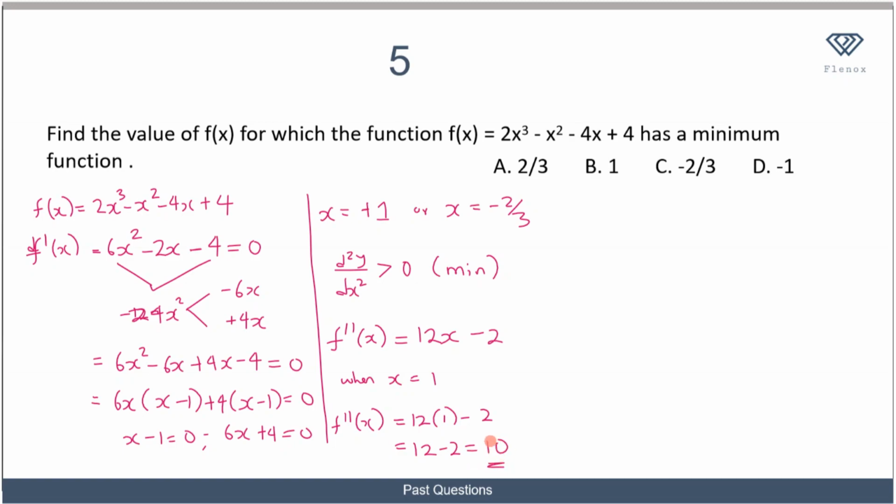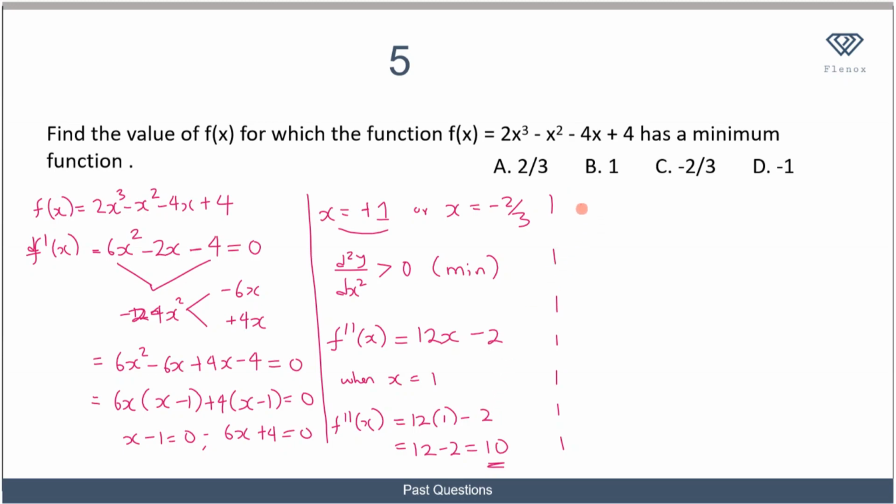So I can see this value here is positive and is greater than 0. So that means that what? When x equals 1, we have the minimum value, or we have the minimum function over here. Now you can try to put your value of x as minus 2 over 3 into this expression for d squared y over dx squared. And if you do that correctly, you are going to get minus 10. And that means when x equals minus 2 over 3, you have the maximum value. So now we know that this is the option to select, because it's at this value of x that we will have the minimum value.